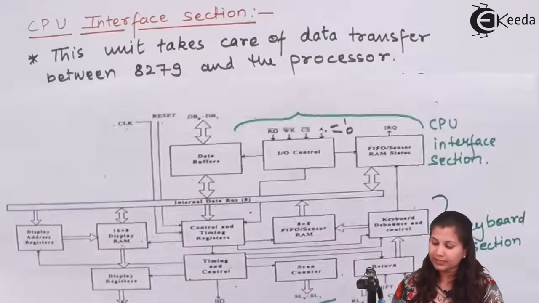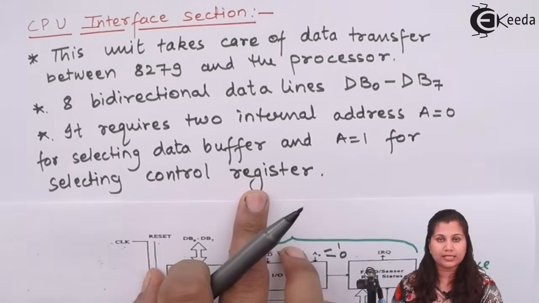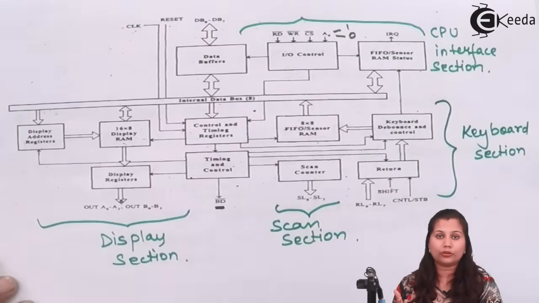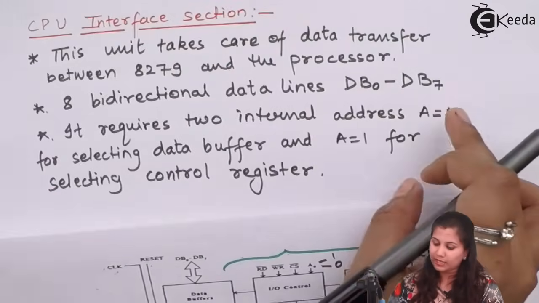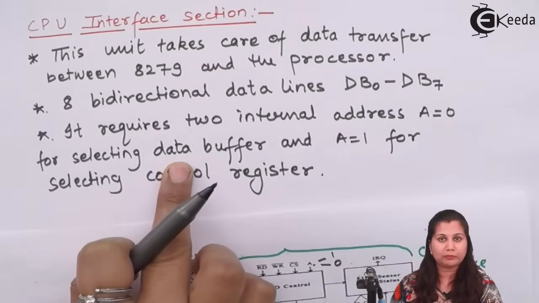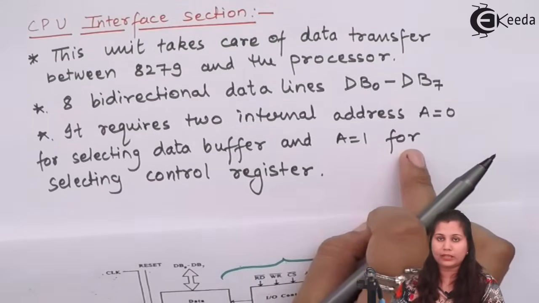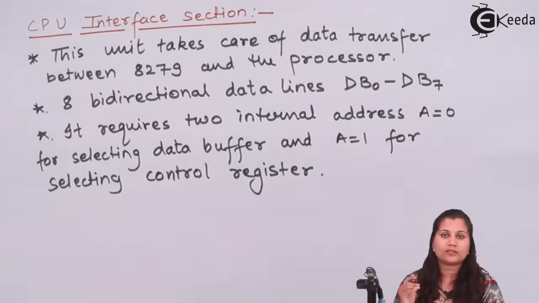Okay, and when A equals 1, then the control register is selected. So the data available on the data bus is a control word, and that control word is to be written into the control register. When A equals 0, the data bus buffer will be selected and data is transferred, and when A equals 1, the control register is selected and the control word on the data bus will be written in the control register.